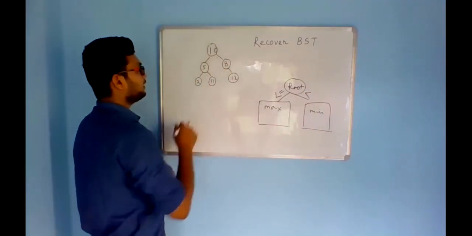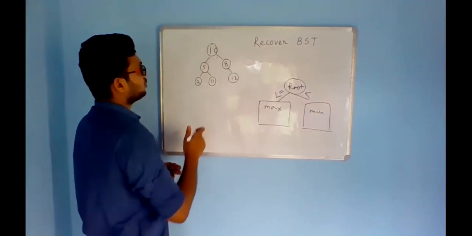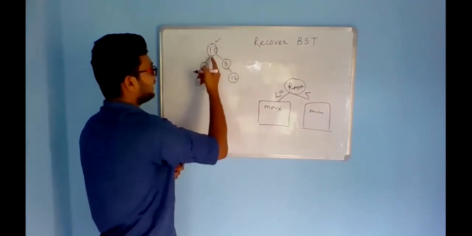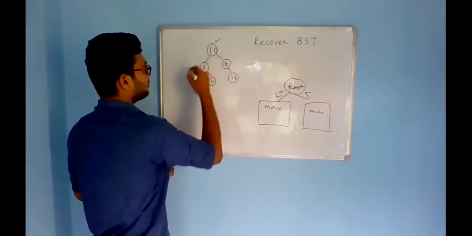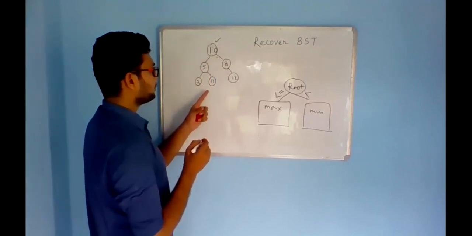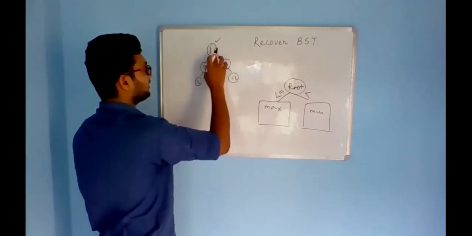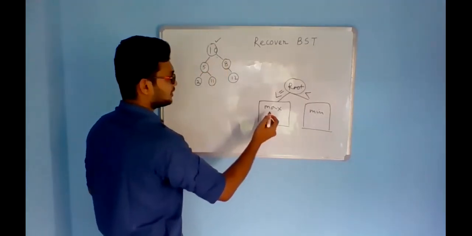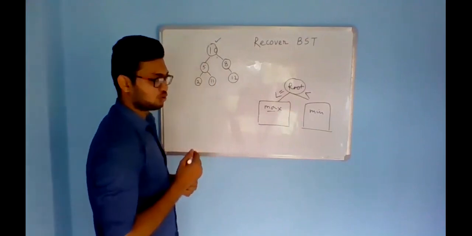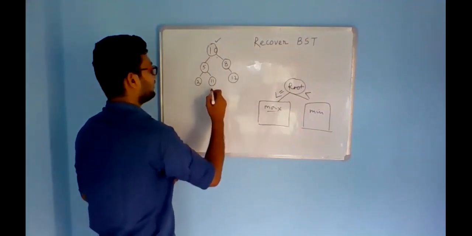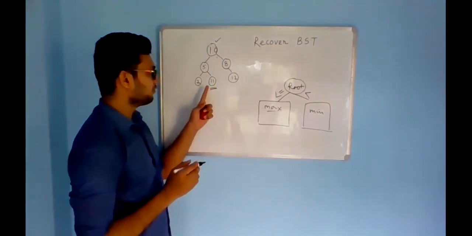So let's apply it over here. Let's consider 10 as the root node. Let's find the maximum value in its left subtree. The maximum value is 11, right? But 11 is greater than 10. But the property says that the maximum value should be lesser than or equal to the root node. So definitely 11 is placed wrongly over here, right?